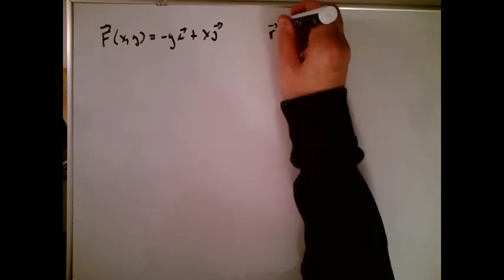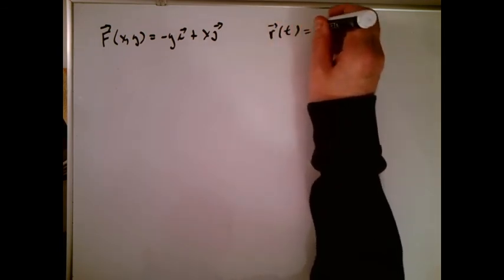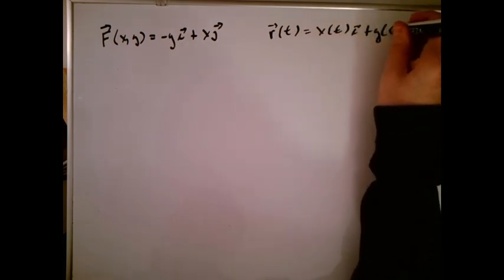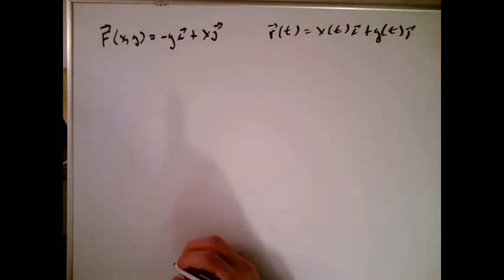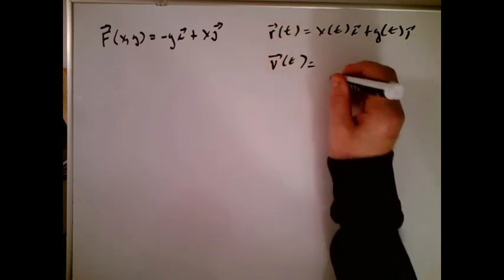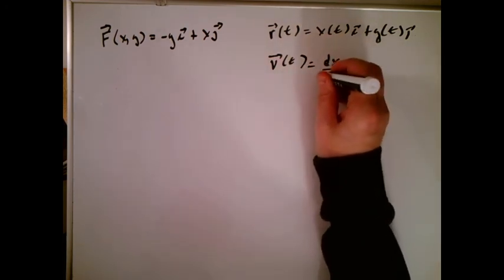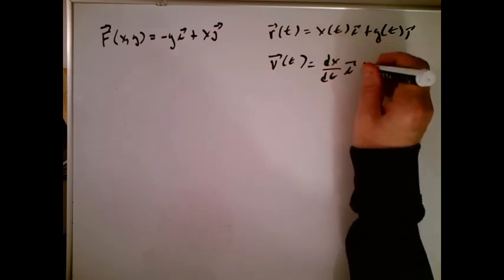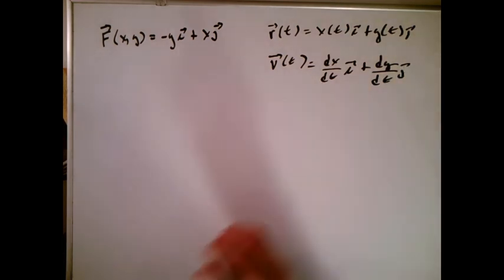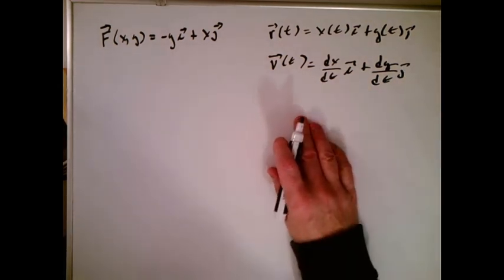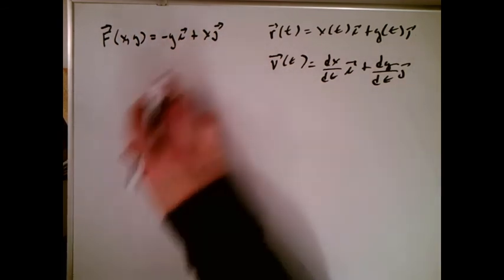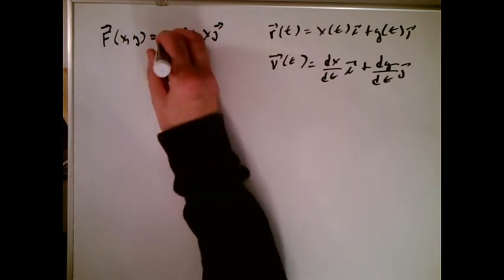We start with our vector, where it says x of t i plus y of t j. Now that's not the velocity vector. The velocity vector is the derivative of that. So we take the derivative of that, and we're going to get dx/dt i plus dy/dt j. Now the idea is if it's an actual velocity vector, it looks like dx/dt i plus dy/dt j. If this is actually a velocity field, these are the velocities at every point. So this is going to be the velocity.